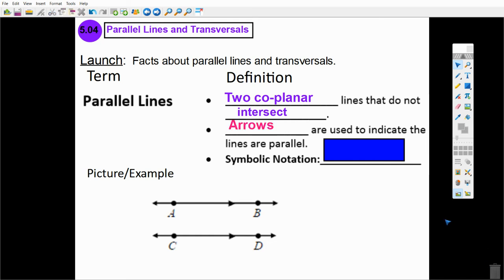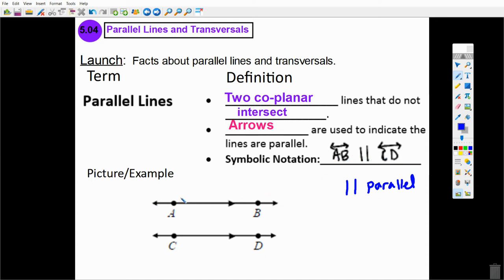Arrows are used to indicate the lines are parallel. So the symbolic notation for these two lines down here is AB is parallel to CD. We use two vertical lines that mean parallel. So I'm going to go ahead and write that down on the side. So this means parallel. It's a symbolic notation for parallel. So AB is parallel to CD.